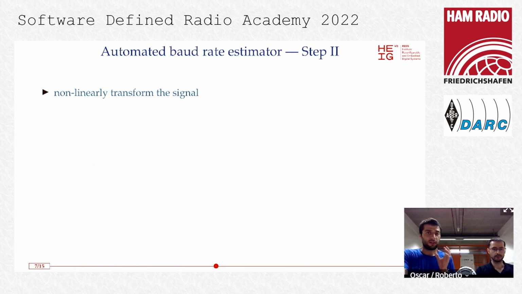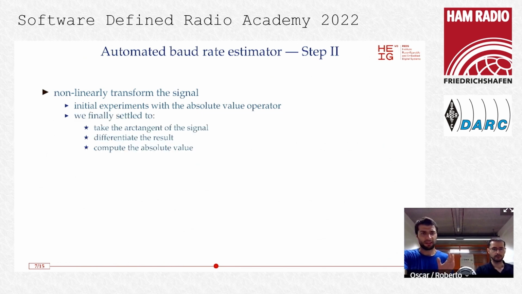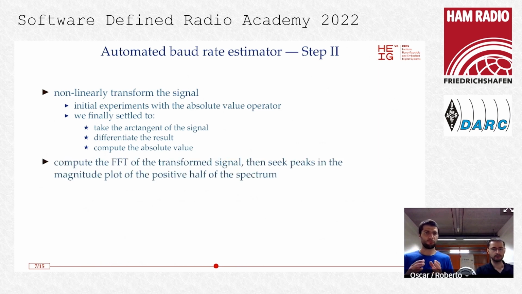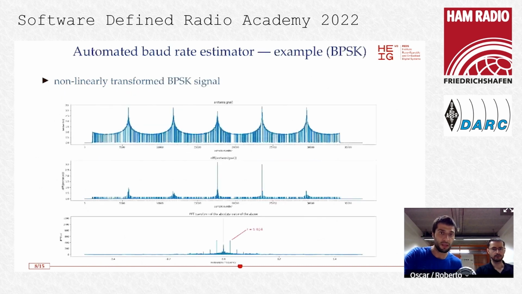And what we do is we nonlinearly transform the signal. We did some initial experiments with the absolute value operator, but at the end, after some experiments, we settled to take the arctangent of the signal, then we differentiate the result, and we compute the absolute value. If we look at the FFT of the transformed signal, we can then seek peaks in the magnitude plot of the positive half of the spectrum.